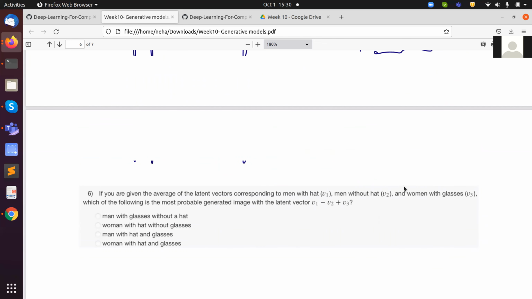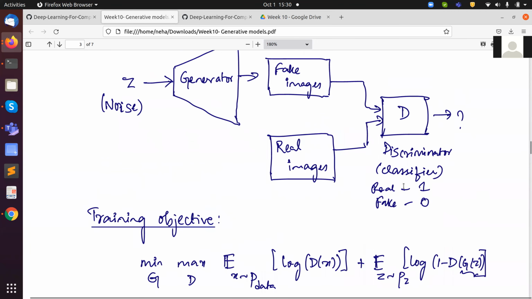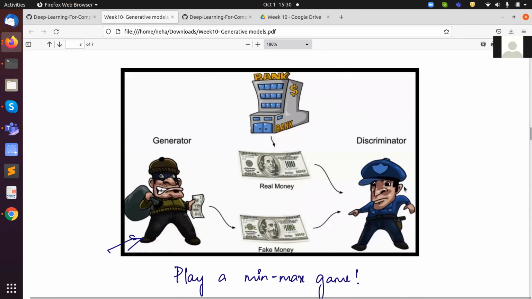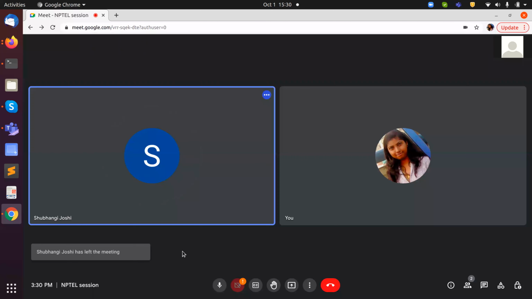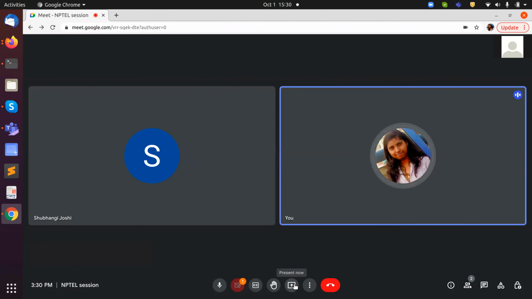Okay, this is basically that we talked about GANs here, generative adversarial networks, and yes. Oh, okay, okay.